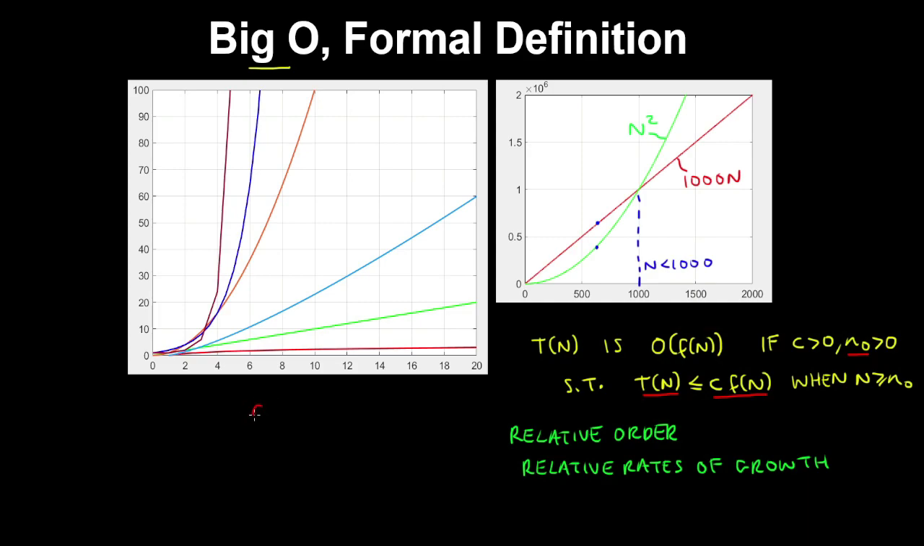For example, where c is 1 and n naught is 1000, this inequality where T of n is 1000n is less than or equal to 1 times f of n holds. So we say that 1000n is order n squared, or O(n squared). And note that there are other constants where this inequality holds. For example, when c equals 100 and n naught is equal to 10.